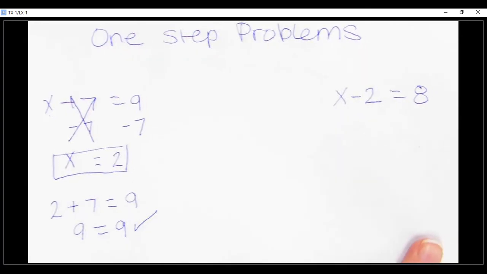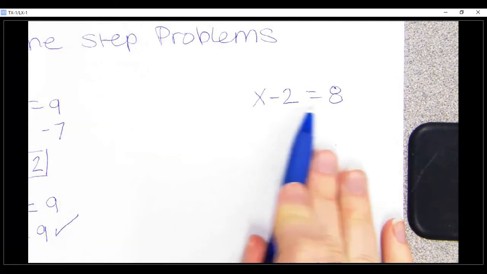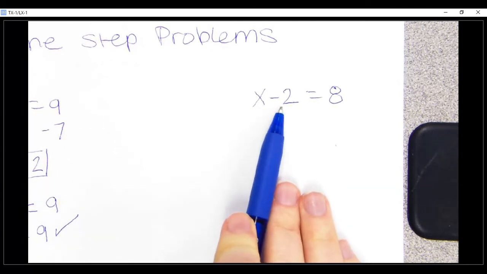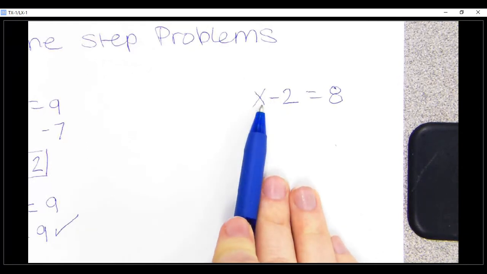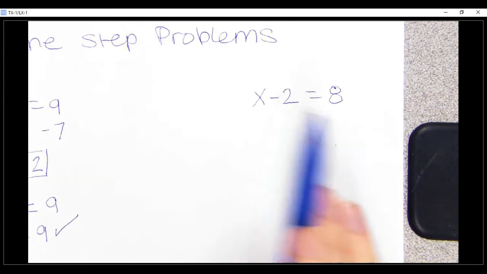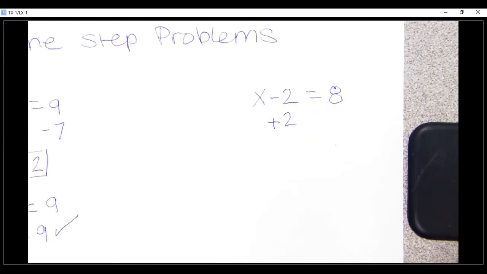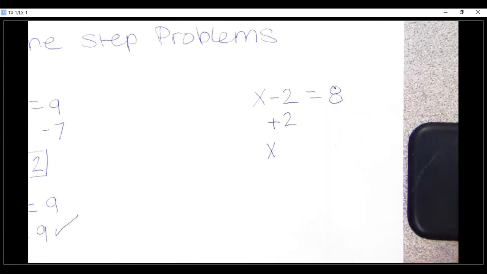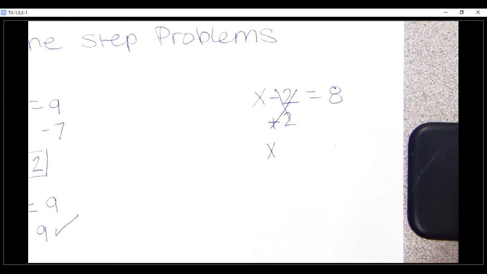Now let's look at this problem to the side here. I have x minus 2 equals 8. Okay, my first step, what kind of a 2 is this? I see that it's a negative 2. So I need to use the opposite operation to get that x all by itself. So I'm going to take that negative 2, and I'm going to change that operation to a positive 2. That will create an x all by itself on this side, because negative 2 plus 2 cancel right out.